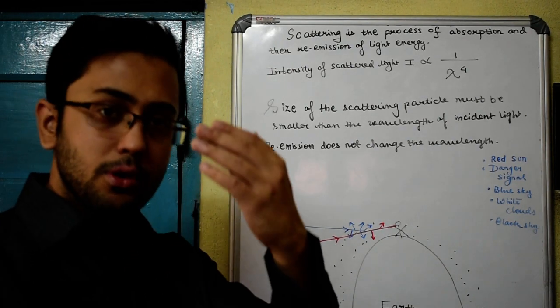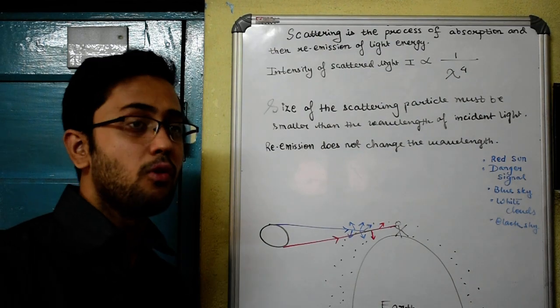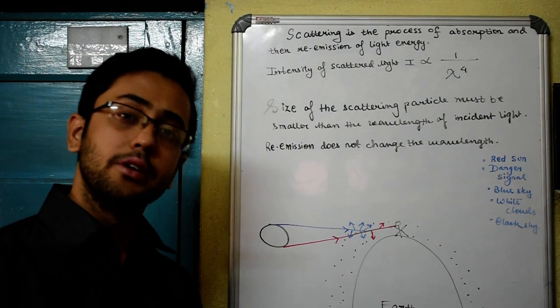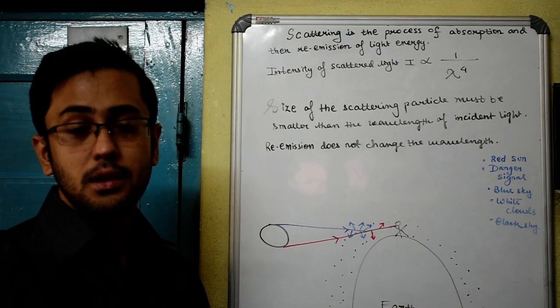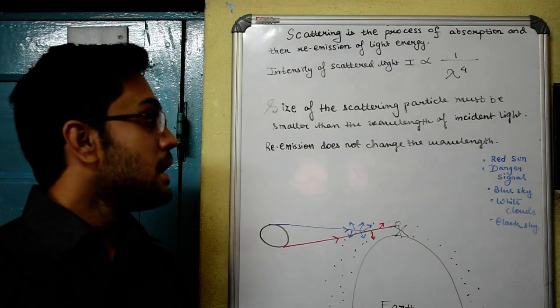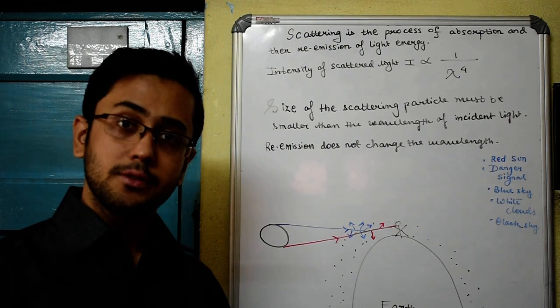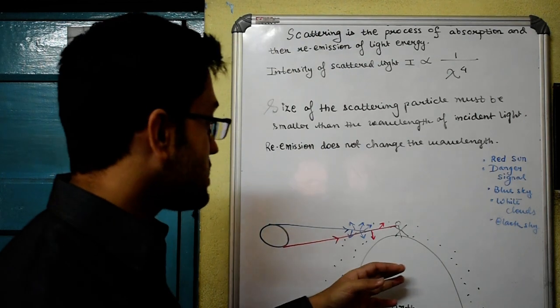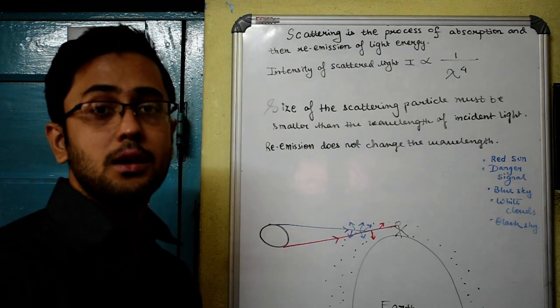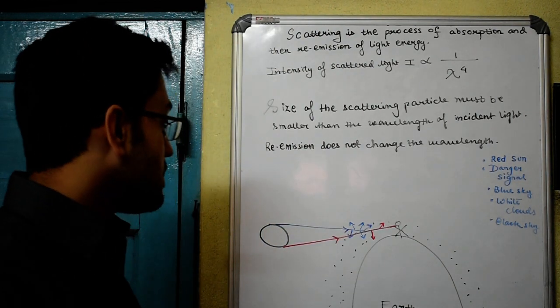Now we will come to the various applications of scattering, like why the sun is red in color during sunrise and sunset, or why the sky is blue during the day or after sunset. Similarly, what would be the color of the sky in the absence of an atmosphere, and so on. So this is the first application, the case of the red sun at sunrise and sunset.